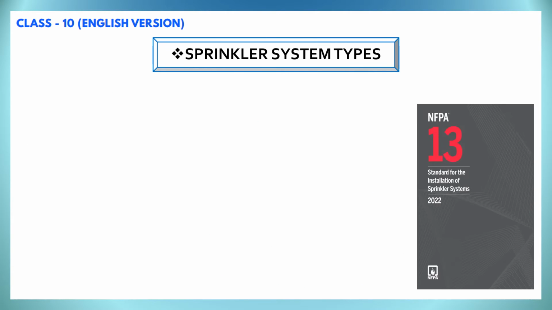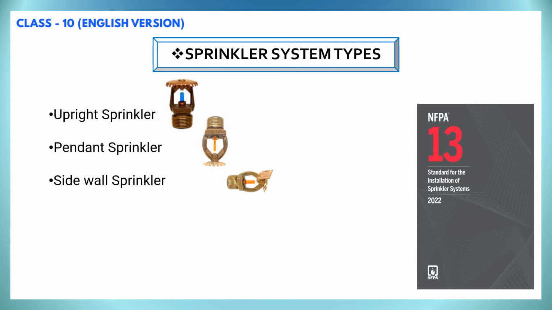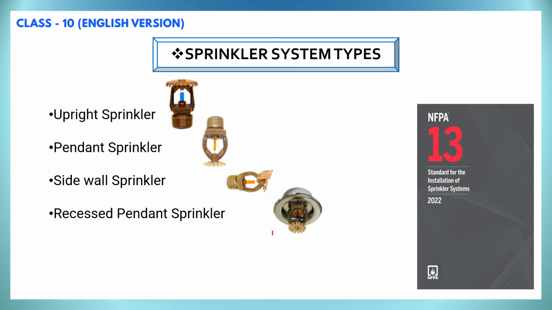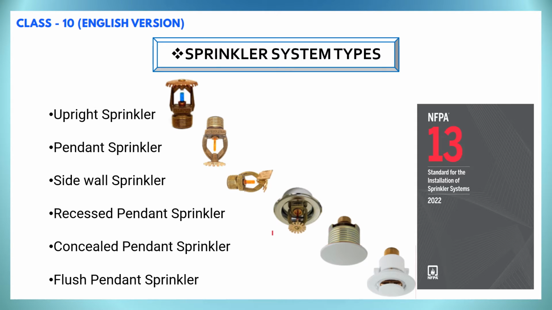Let's begin our class with various types of sprinklers used in the fire protection industry. Let's have a look. We have upright sprinkler, pendant sprinkler, and sidewall sprinkler. These three types of sprinklers are basically used in every project. Apart from this, we have different types of pendant sprinklers such as recessed pendant sprinkler, concealed pendant sprinkler, and flush pendant sprinkler. These three types of sprinklers are used based on the client requirements or project specification requirements.